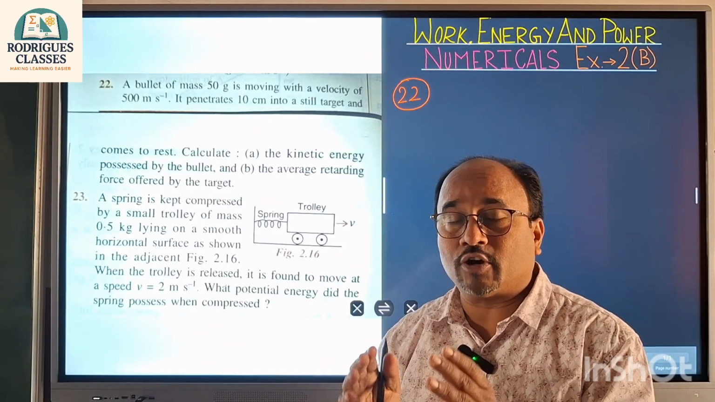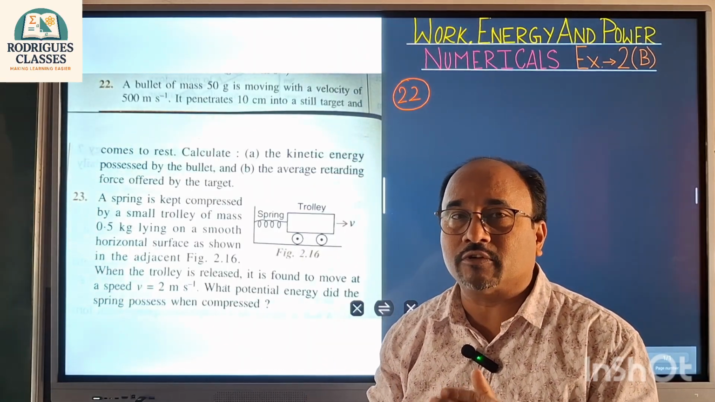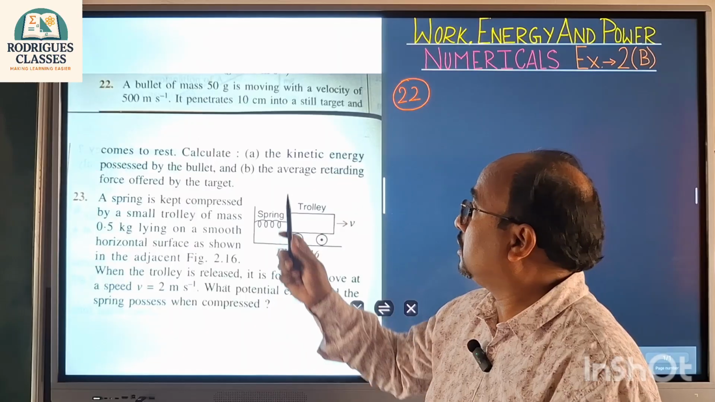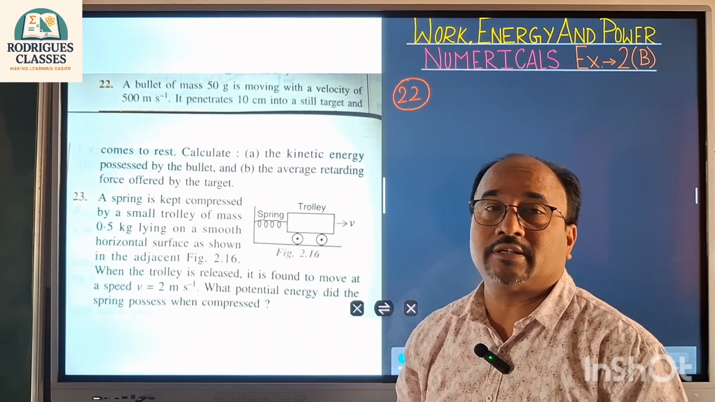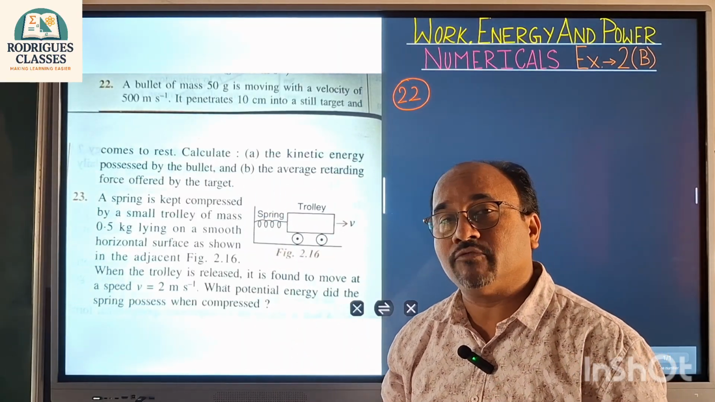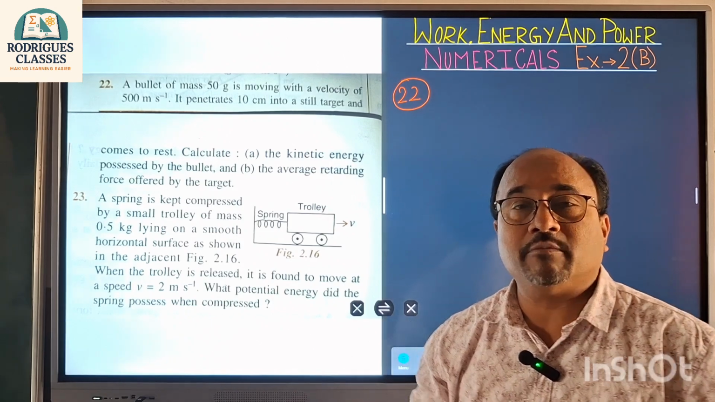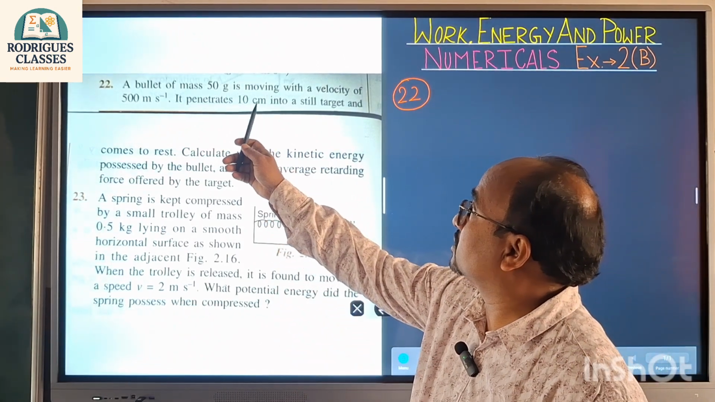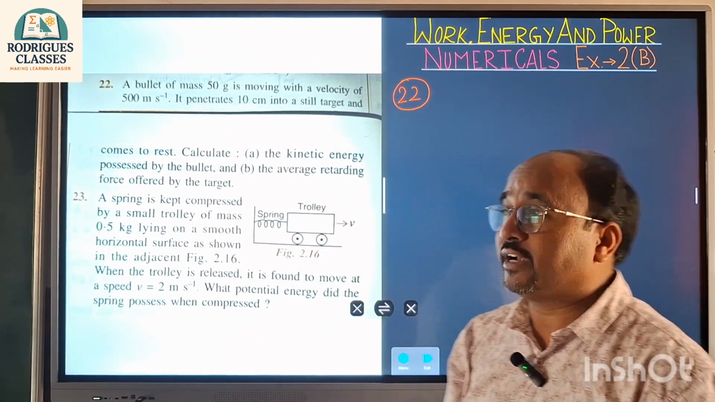So we will apply that whatever kinetic energy is there, that much of the work has to be done by that target to bring it to rest. So then we will apply the work done formula, and that force which is there will become the retarding force, because the displacement is given to us as 10 centimeter. So let us see the solution.